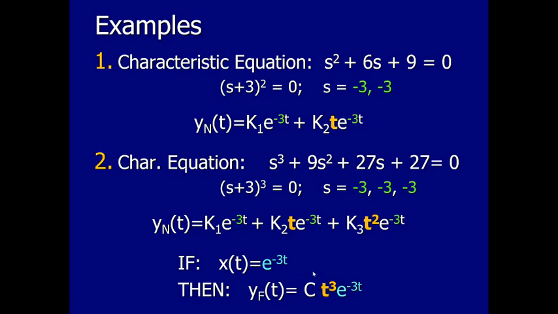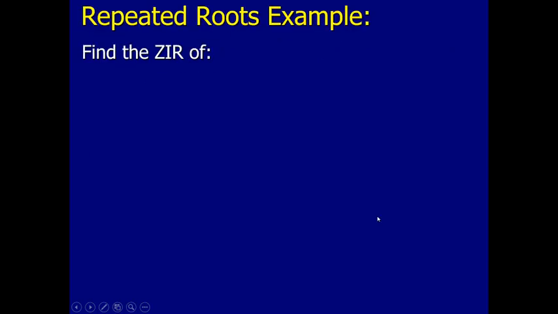That's what that table of forced responses was telling us about how the power of t is related to how many times that same root appears in the characteristic equation. In this case, it appears 3 times, so we need a t cubed in front of our exponential term for the forced response so that it's different from all the other terms from the natural response.